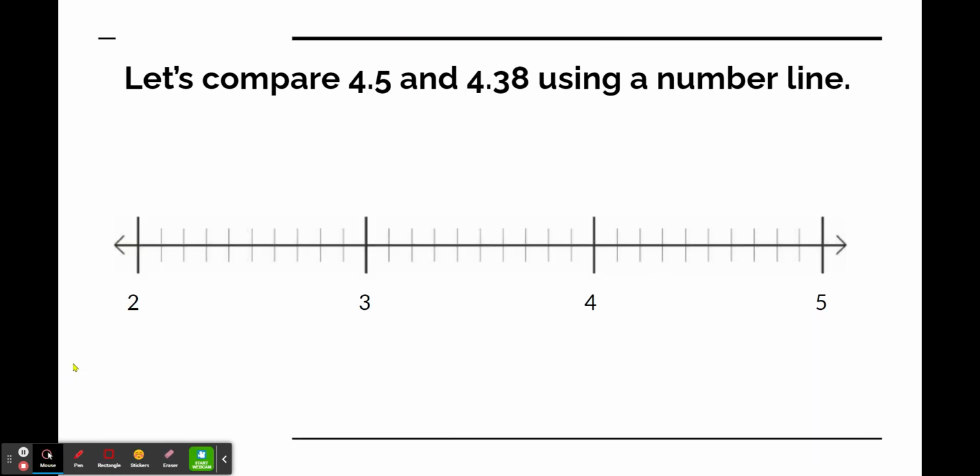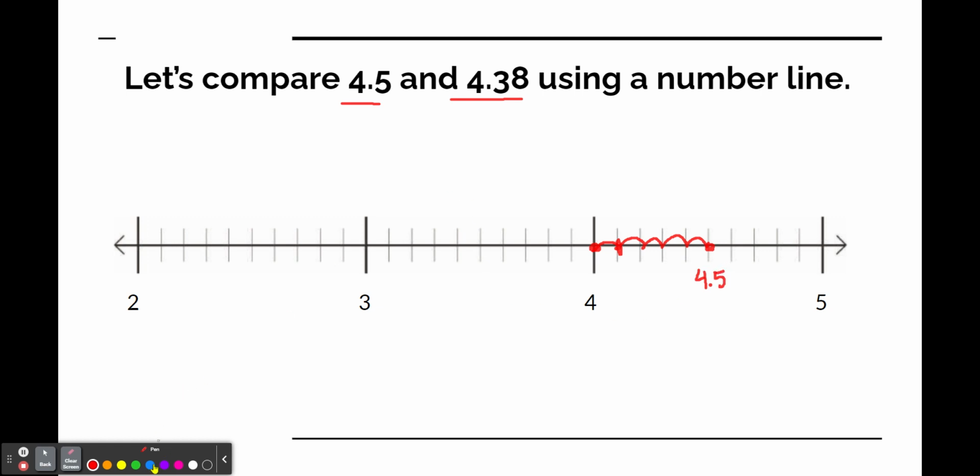Okay. All right. Now, what about if we make a comparison statement using number lines? So let's compare 4.5 and 4.38, 4 and 5 tenths, and 4 and 38 hundredths using a number line. So let's first go ahead and do 4.5. I'm going to start at 4, and I need to go to 0.5 or 5 tenths. Each of my whole number intervals is separated into 10 equal pieces, so each of these tick marks is a tenth. So I'm going to go over to 5 tenths. I have 1, 2, 3, 4, 5. So over here is 4.5.